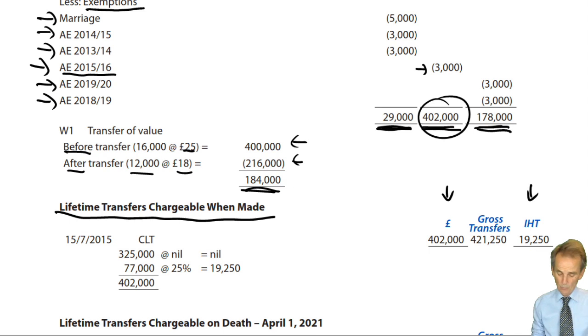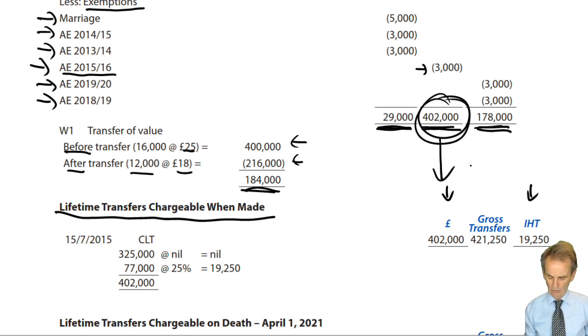Okay, let's see what we have then in this lifetime transfers chargeable when made. Do understand that when dealing with lifetime transfers chargeable when made, as we know, we're only dealing with CLTs. We know the amount of that CLT, 402,000, and it goes into this working column here. But also understand that only these transfers are chargeable. PETs were not chargeable when made, and only on death, if you died within 7 years of them, are you applying the then available nil rate bands that existed.